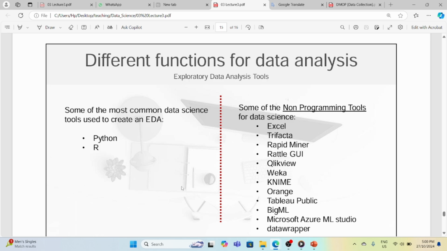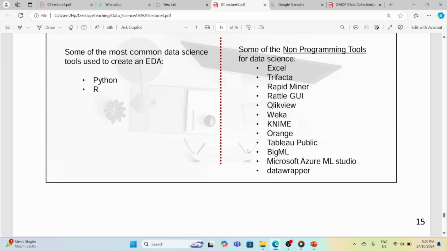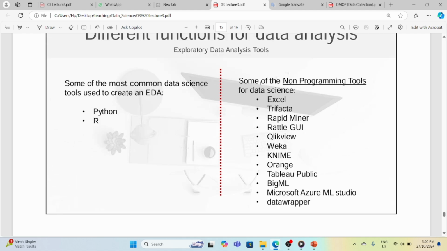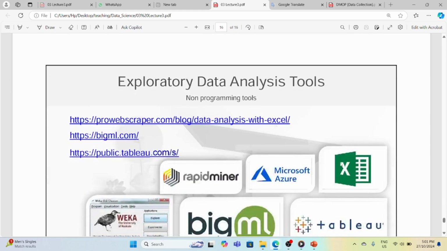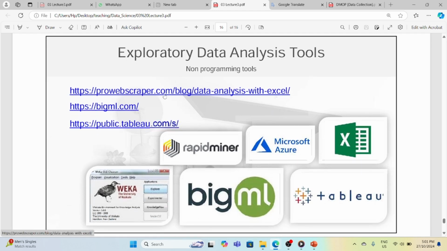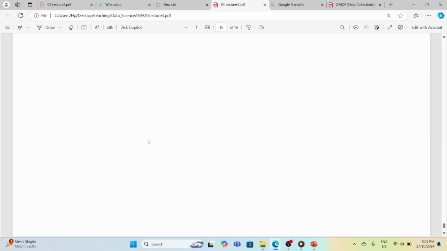Exploratory data analysis tools, which are used for EDA, are programmable and non-programmable. Programmable, we use Python as we use in our lab, and R also, RStudio. And there are non-programming tools like Excel, Weka, Orange, BigML, Microsoft Azure ML Studio, Data Wrapper. So there are plenty of non-programming tools, and you can see some examples here. You can go to the website later.